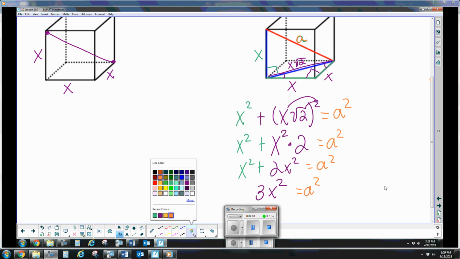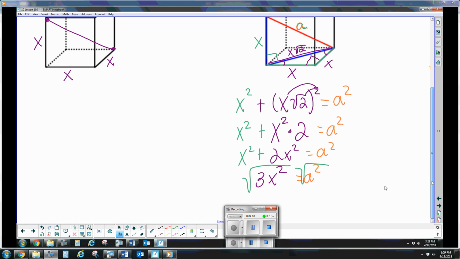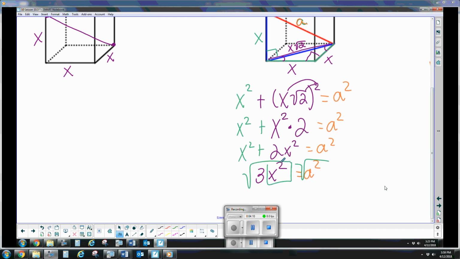That's equal to a squared. And now in order to solve for a, we have to take the square root of both sides. And the square root of 3 times the square root of x squared. X squared is a perfect square inside our radical, so to simplify that, we end up with x times the square root of 3 is equal to a.